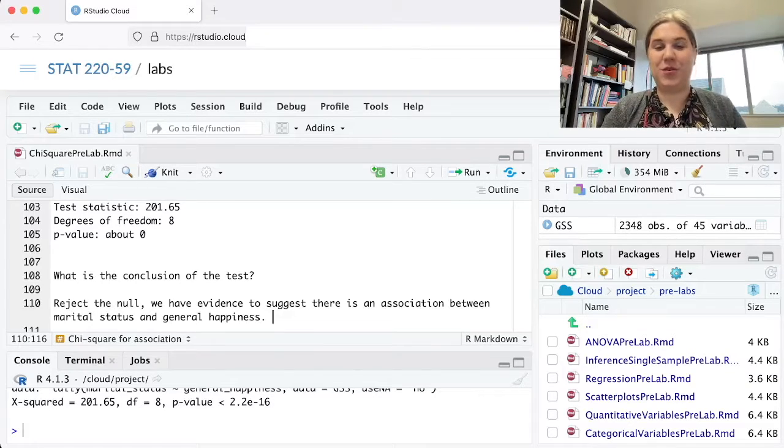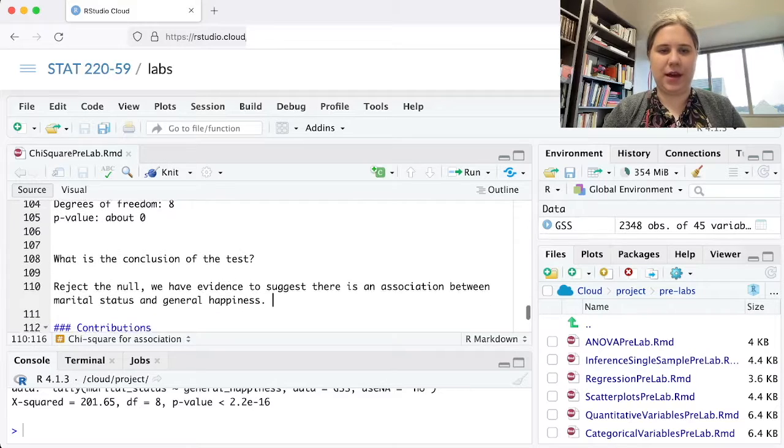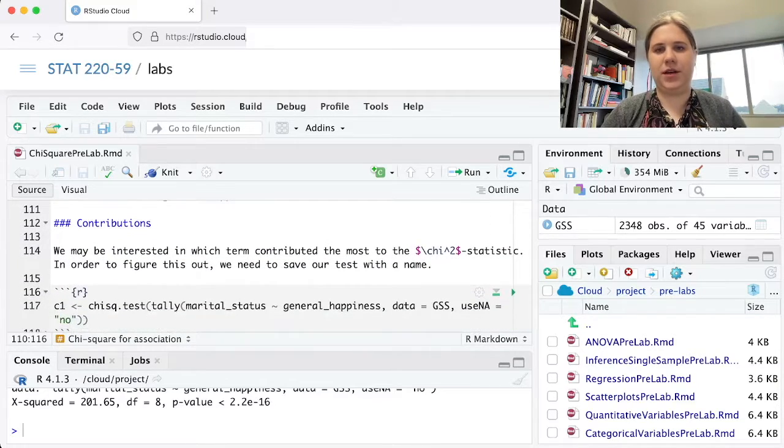Okay, so there's one thing that I forgot to talk about in the last video, and that is the contributions of different terms to the test. So when you compute your chi-square statistic by hand, like in lecture, you have to do the observed minus the expected squared over the expected and sum up all of those numbers. So there's a term for every cell in your table.